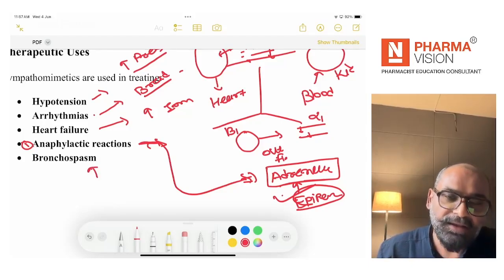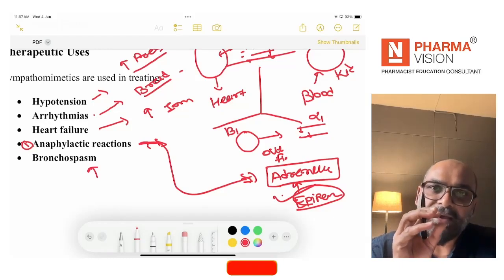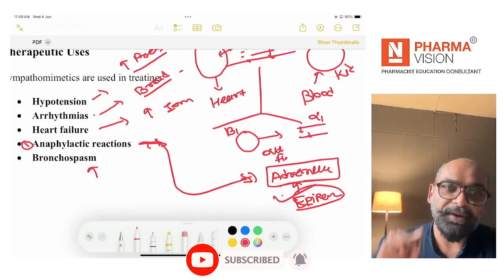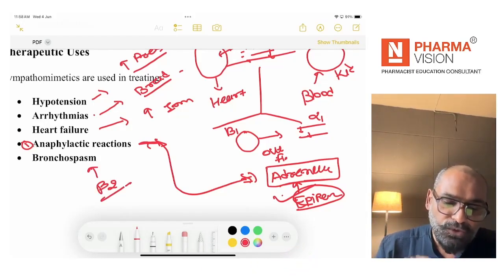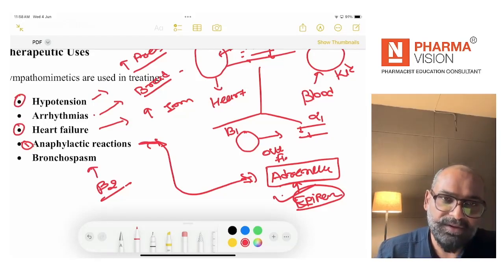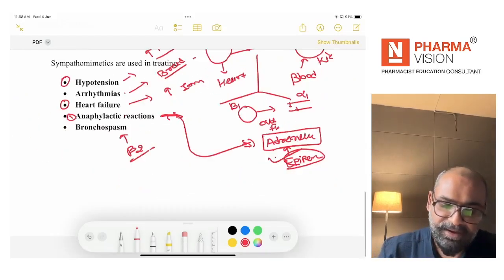Bronchospasm. Again, as we have seen in this story, bronchospasm is also relieved with the help of sympathomimetic substances like beta-2 agonists. Okay, so the main use is in hypotension and heart failure. This is the main use. For anaphylaxis, arrhythmia and bronchospasm, we can also use the sympathomimetic substances.